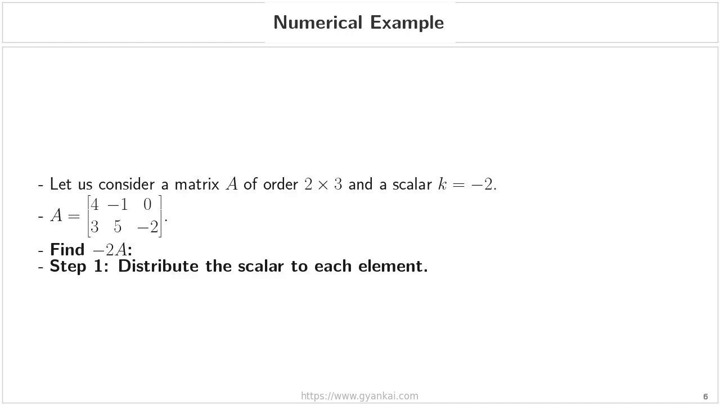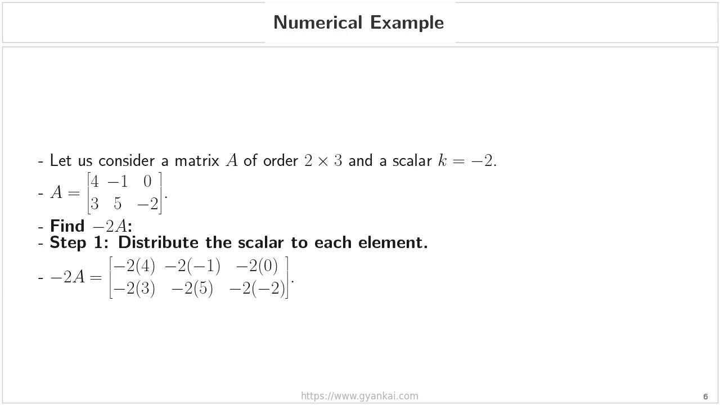Following the step-by-step process we established in the previous slides, our first step is to distribute the scalar to every individual element within the matrix. This means we multiply every single entry by -2. Mathematically, this looks like this. In the first row, we have -2 times 4, -2 times -1, and -2 times 0. In the second row, we have -2 times 3, -2 times 5, and -2 times -2.